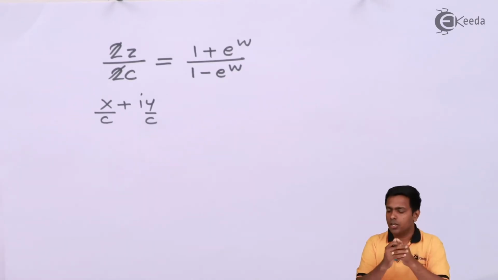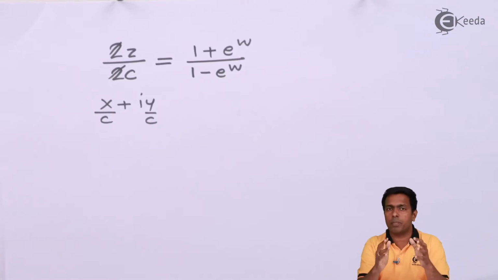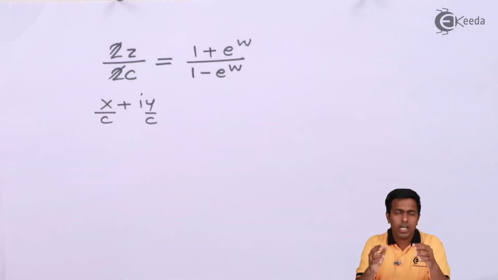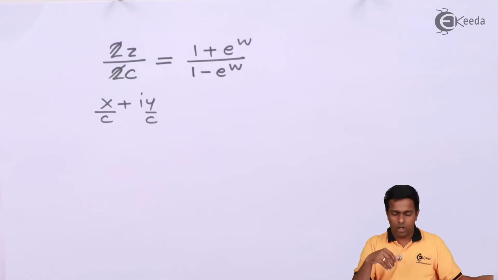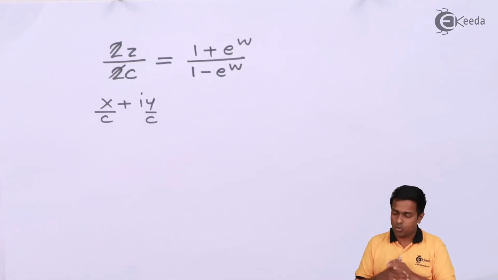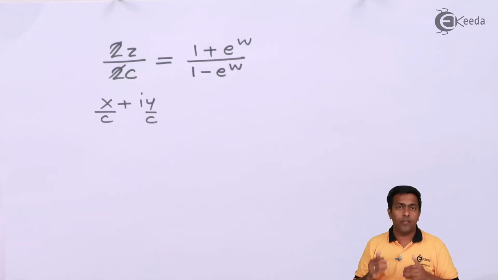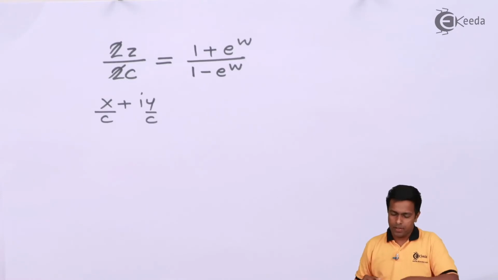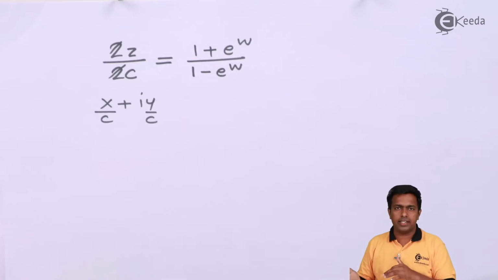Now the task is to bring the real and imaginary parts on the right hand side, because then only we will be able to compare these two sides to get the final answer. To bring the real and imaginary parts on the right hand side, we'll do one more process. I'll multiply the numerator and denominator with e to the power -w/2. Now why am I doing that? Because then only on the right hand side I'll be able to get that real and imaginary part.